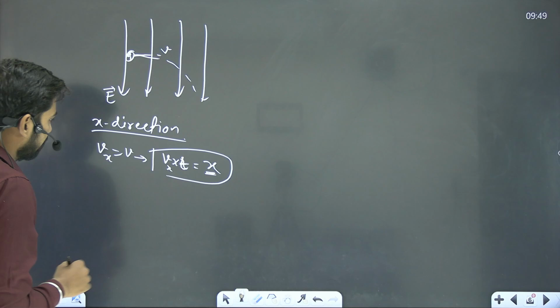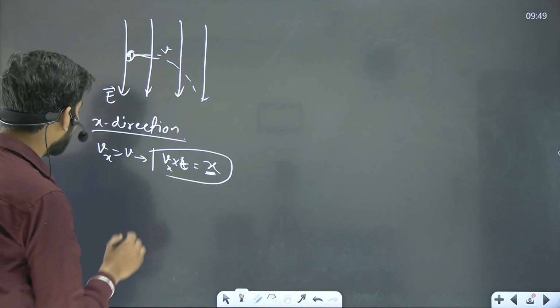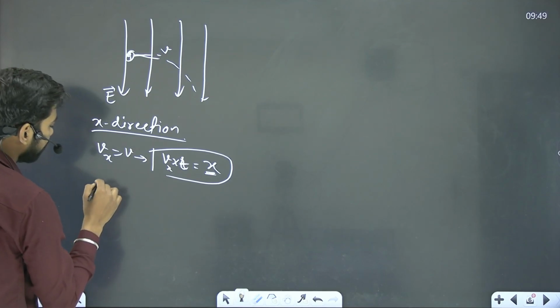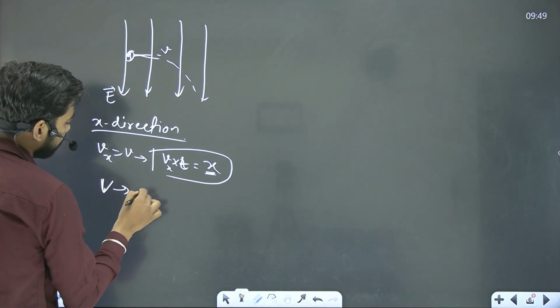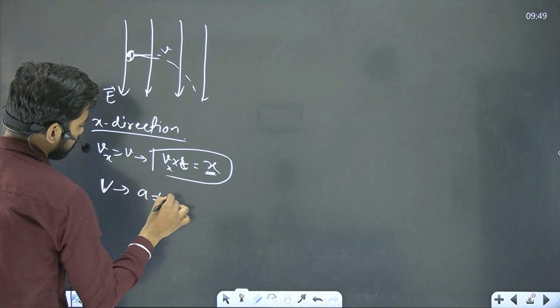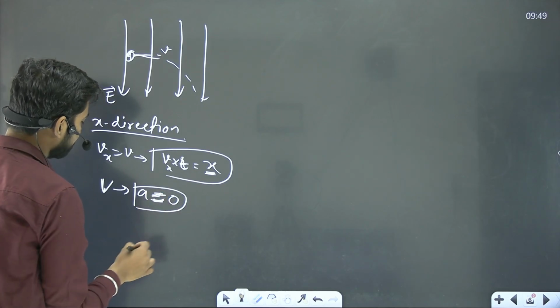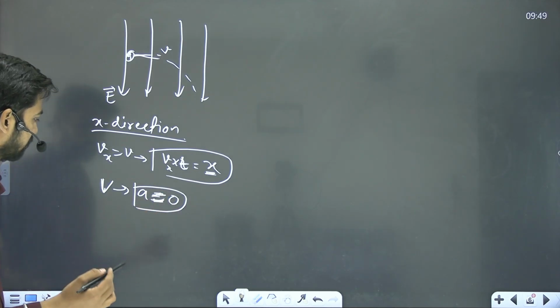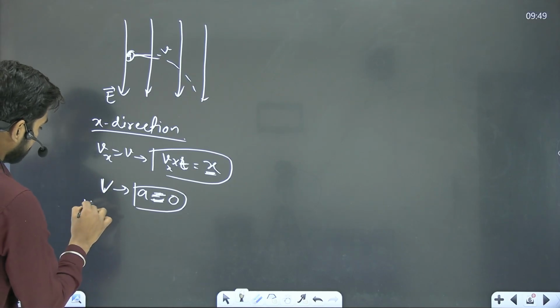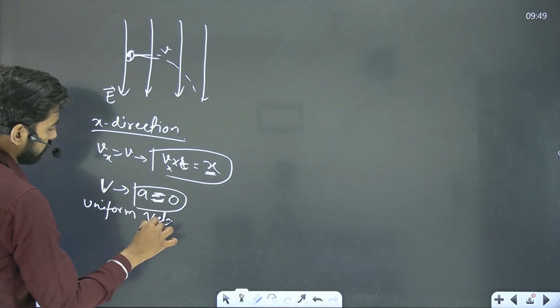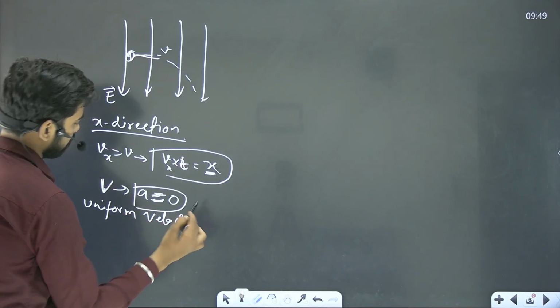And can you tell me, I have given the uniform velocity v. If I have given uniform velocity v, then there will be acceleration 0. How much will the acceleration be? It will be 0, because we have given a uniform velocity. What kind of velocity was it? It's a uniform velocity.